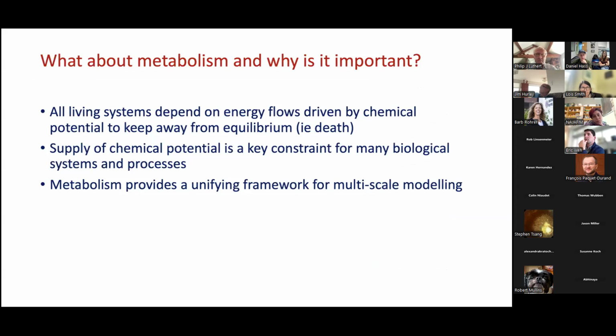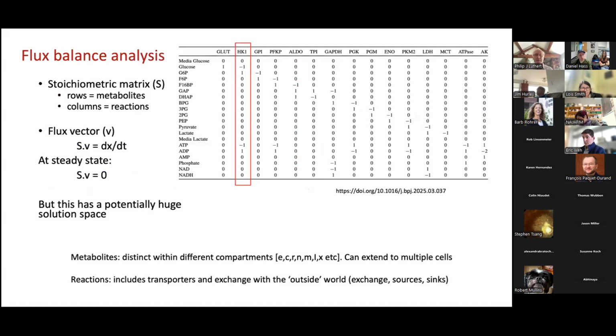So why am I preoccupied with metabolism? Well, all living systems depend on it, and equilibrium is equivalent to death. So understanding the energy flows driven by chemical potential is just key to working out how all of these things work. And supply of nutrients, and in this context, chemical potential, is probably a key constraint for many biological systems. And I think metabolism provides a unifying framework that we can use for these multi-scale models. So what about metabolism models?